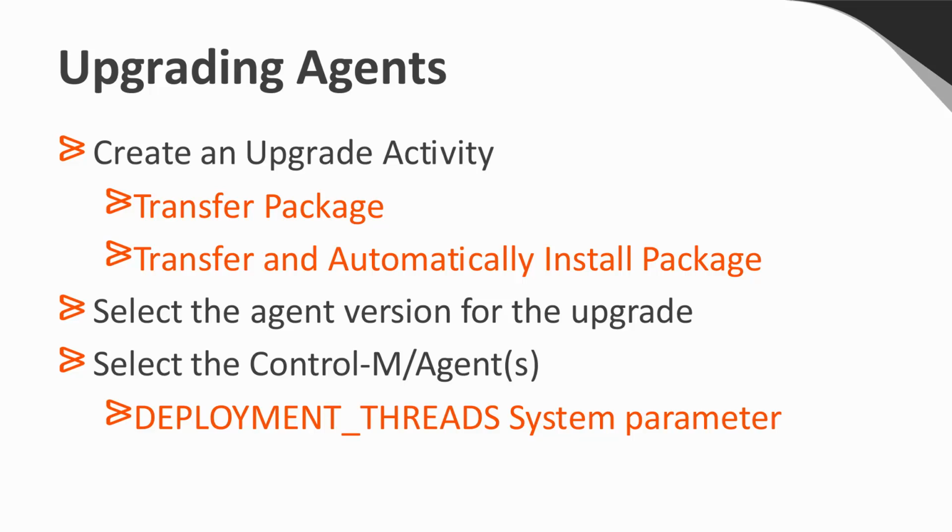By default, we have this system parameter deployment underscore threads. This is an Enterprise Manager system parameter that controls the number of agents that can be upgraded at the same time or in the same activity. By default, this parameter has a value of 5, so we can upgrade 5 agents in one activity. We can increase or decrease this parameter as we need, okay?